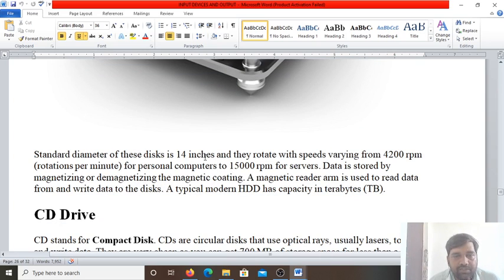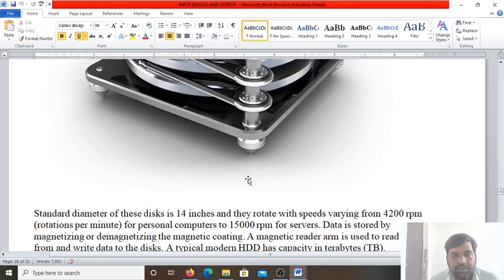Standard diameter of the disc is 14 inches. The diameter of this platter is 14 inches, and they rotate with a speed varying from 4200 revolutions per minute for personal computers to 15,000 rpm for servers. Okay, so the rpm of the server's hard disk is very high, as you can see, 4,200 and 15,000, nearly about 4 times.